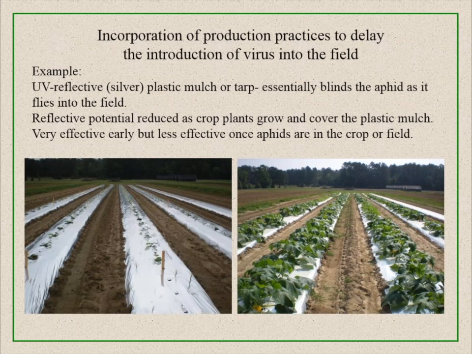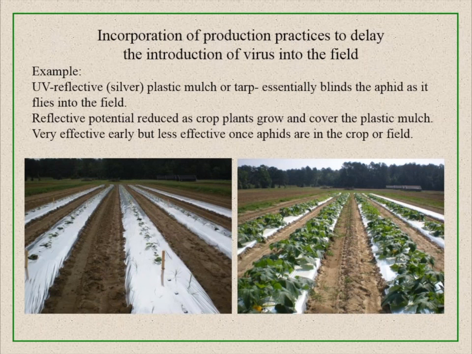One that is very effective is the use of silver reflective mulch, UV reflective mulch. Some of these mulches are remarkably reflective. I know a lot of people do not want to use plastic in their field, and that's understandable, but these are okay, approved for use in some organic systems. And the concept behind this is that as an insect flies into the field, it's going to be basically blinded by the reflectivity of this mulch.